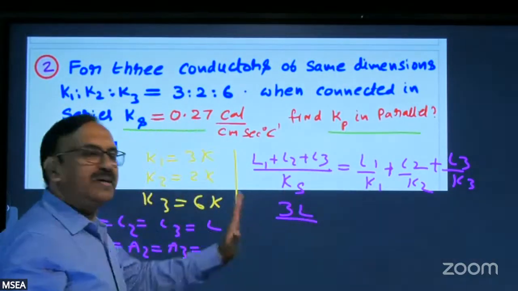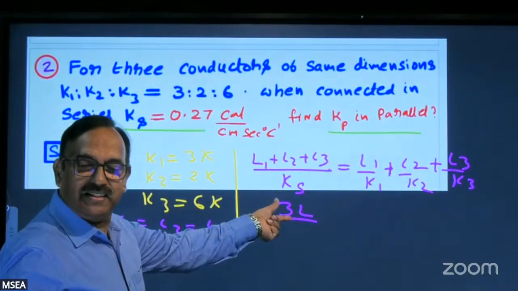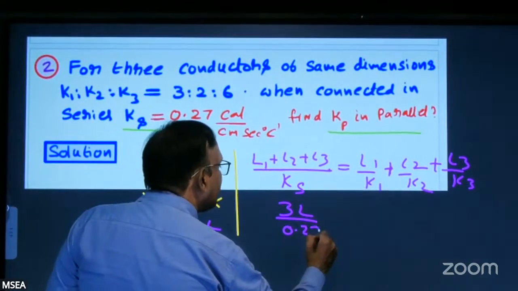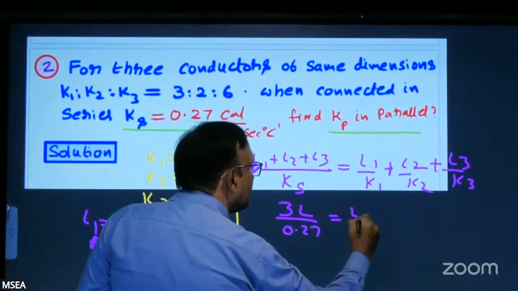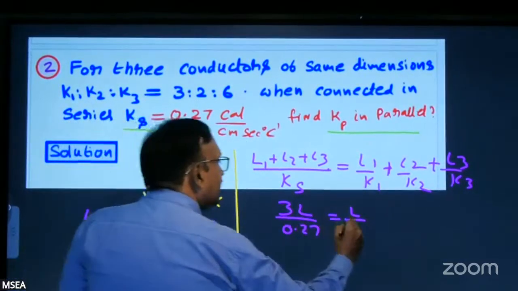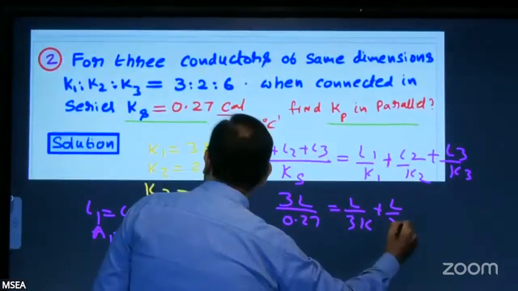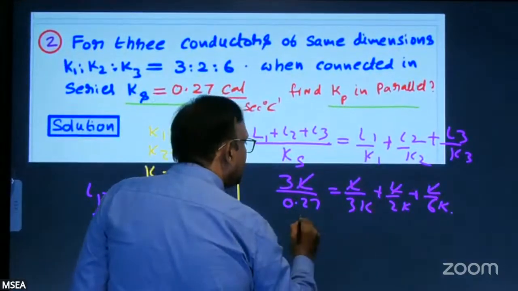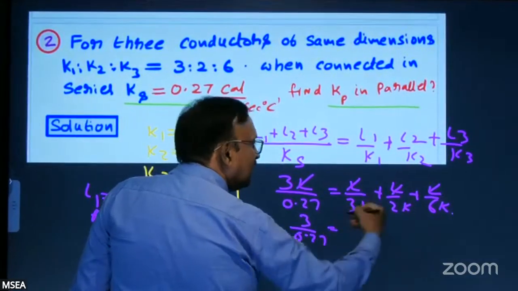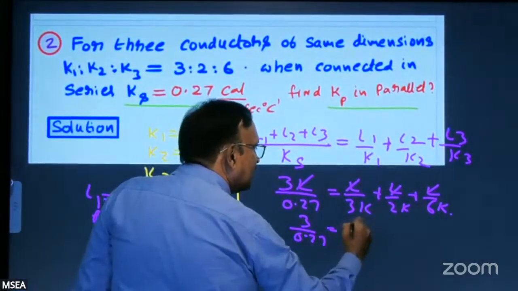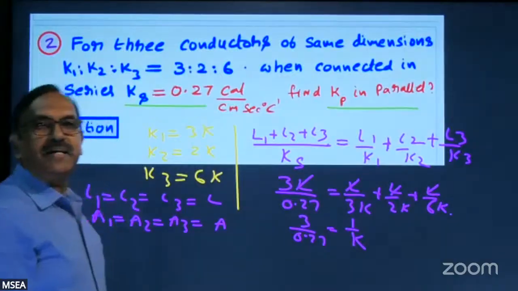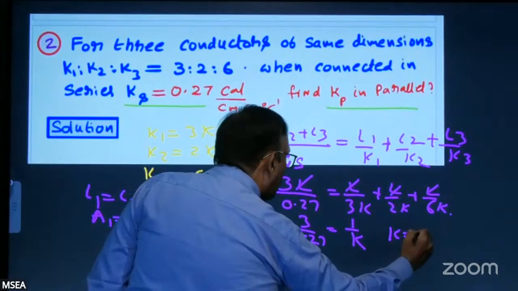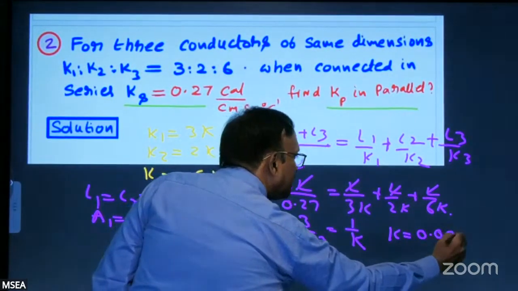Generally many students unfortunately miss the 3 there. So 3L divided by Ks, where Ks is 0.27, is equal to L by K1, that is L by 3K plus L by 2K plus L by 6K. This L term gets cancelled throughout. So this comes out to be 3 by 0.27, and if you take the LCM of all these terms, this comes out to be 1 by K. From this, we are getting K as 0.27 divided by 3, that means 0.09.